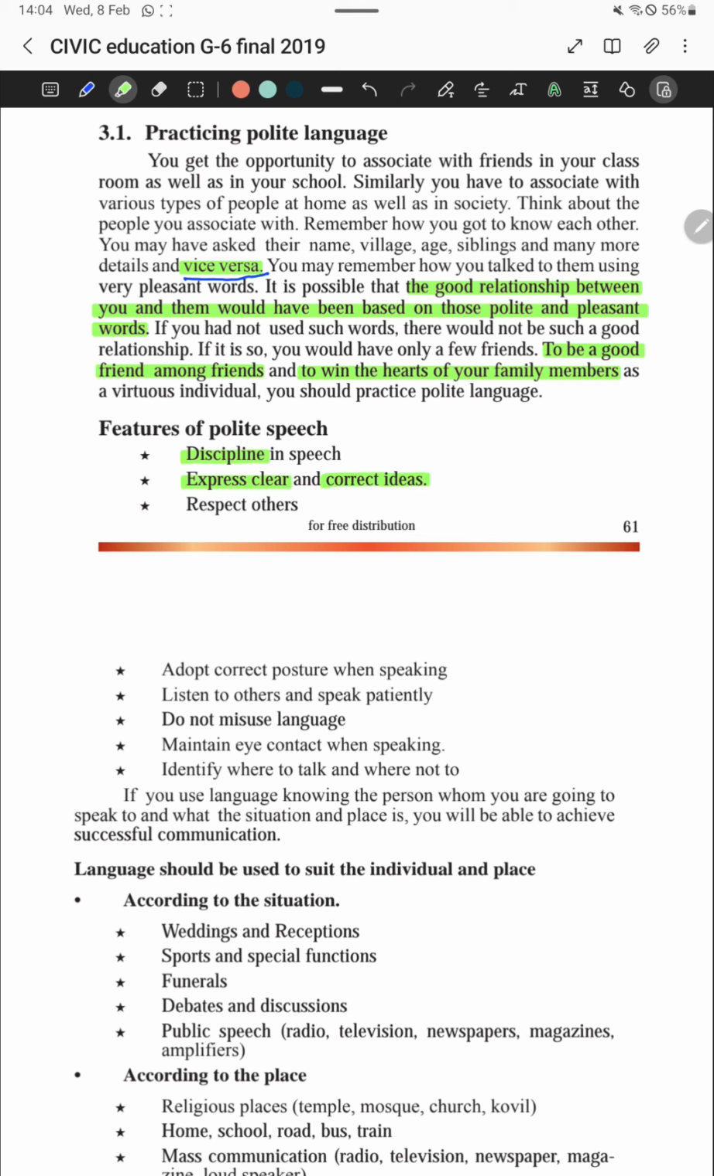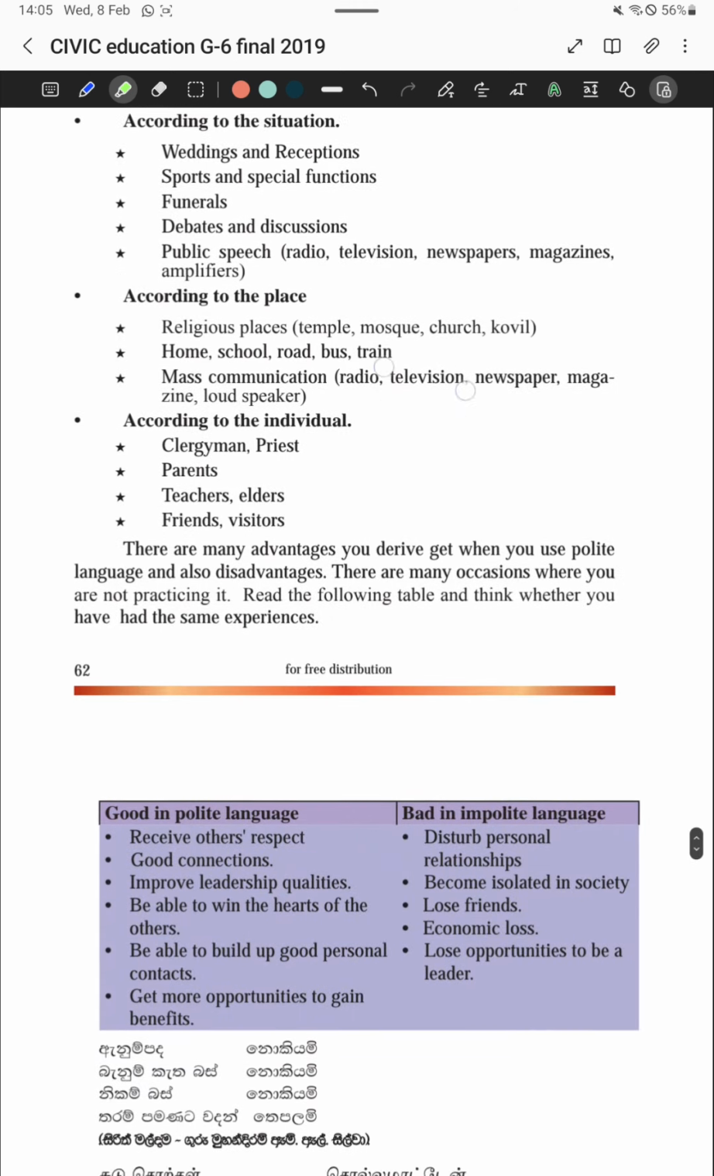And also, when a person is using polite speech, definitely there is respect between the speaker and the listener, right? Many people will respect the person, right? So those are some of the advantages. And also you must know there are many things, right?